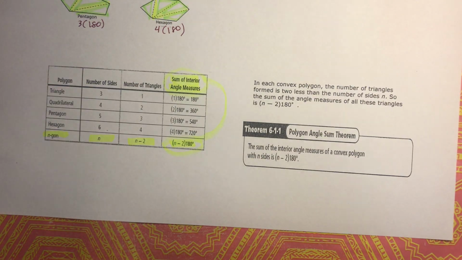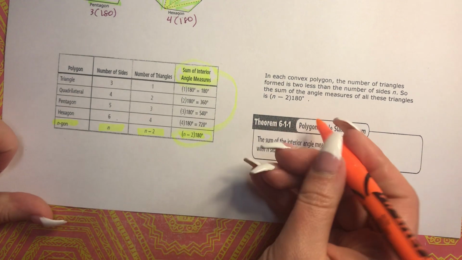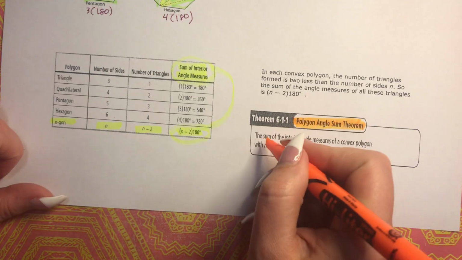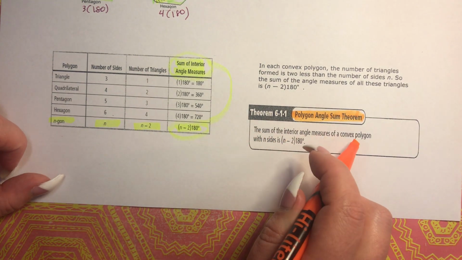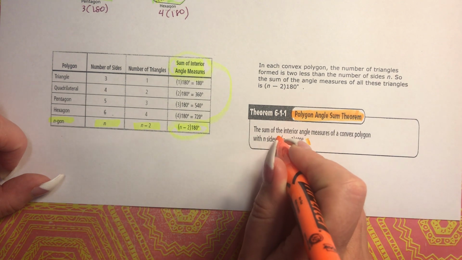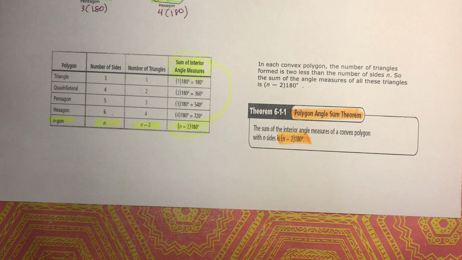This is a flashcard, all right? I need this to go into a beautiful flashcard. Beautiful, beautiful, beautiful. So this is called the Polygon Angle Sum Theorem. We're going to be using this a lot. The sum of the interior angles of a convex polygon with n sides is the quantity n minus 2 times 180.